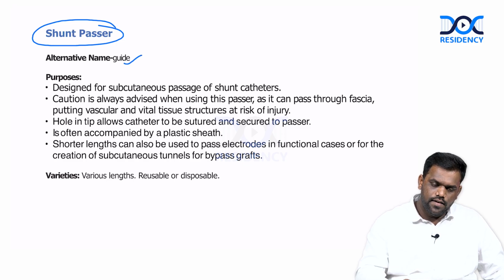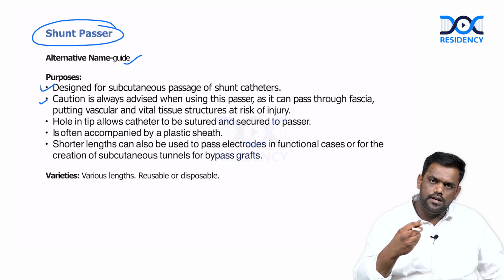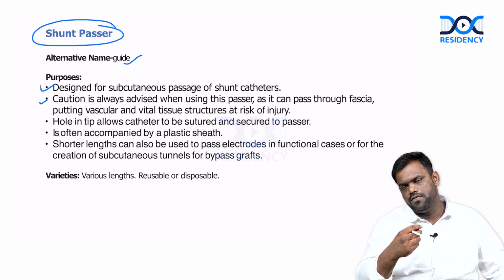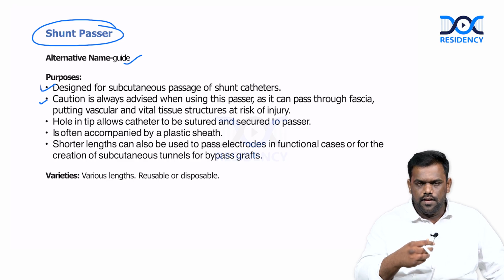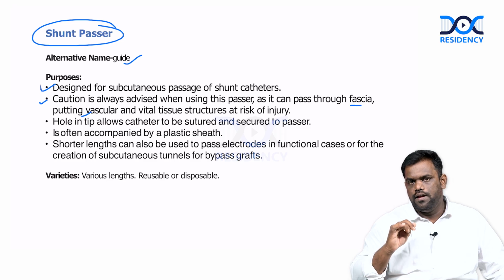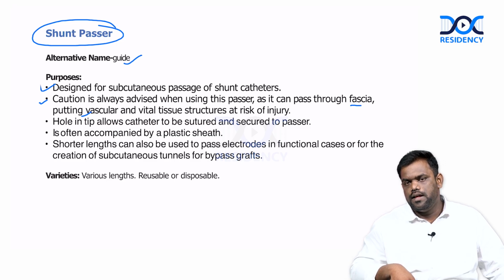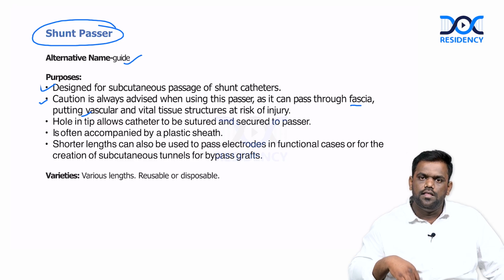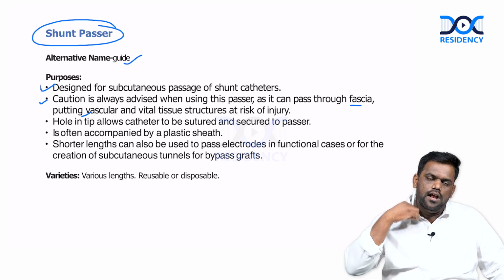The purpose is designed for subcutaneous passage of shunt catheter, and I can also call it a tunneler. Whenever you insert this guide, we have to be very cautious because when using this passage, it can pass through the fascia and put vascular and vital structures at risk of injury. Usually in a ventricular peritoneal shunt, we insert this guide from the abdominal end, from the abdomen to the cranium via the subcutaneous space, through the abdomen, thorax, and neck, and then go to the cranium.